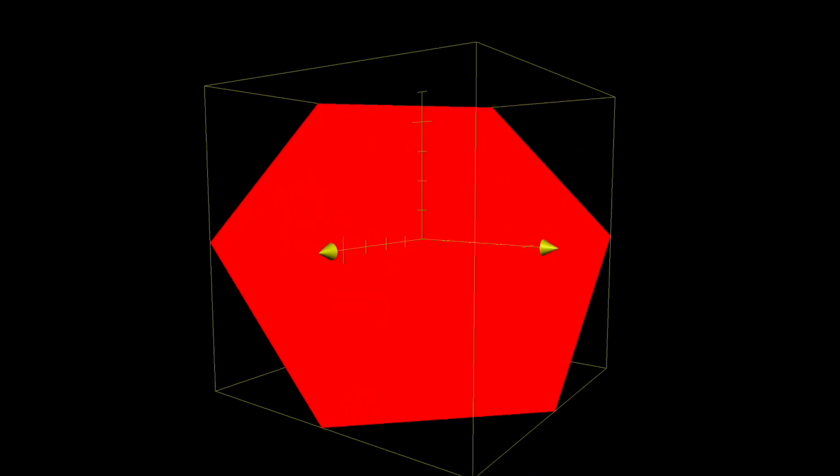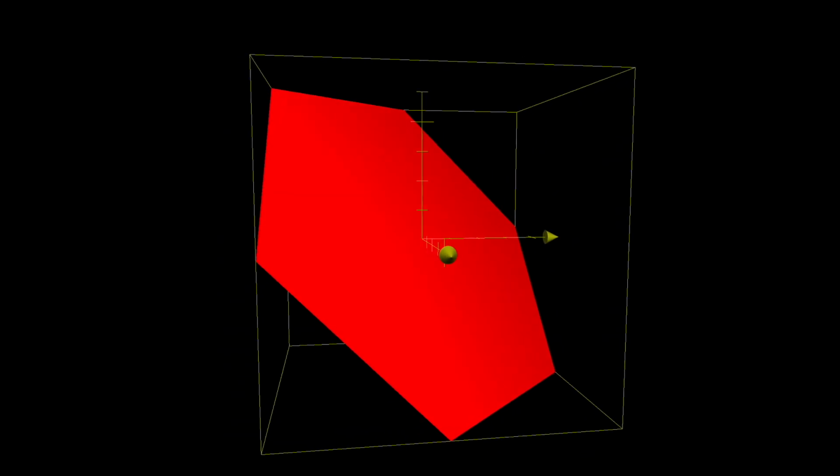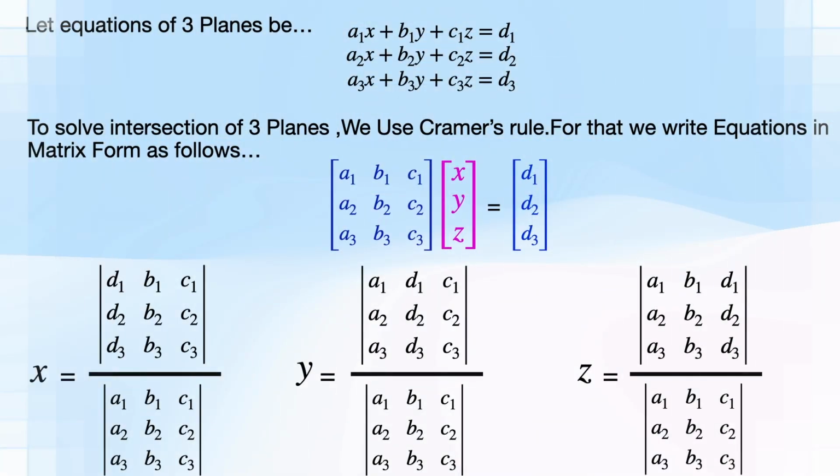Okay, so let's start today's discussion about planes in 3D space, which basically looks like this. To solve the intersection of three planes, we are going to use Cramer's rule. Cramer's rule is a method to solve a system of linear equations.